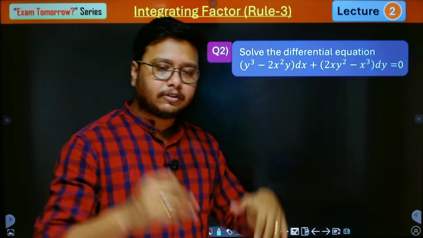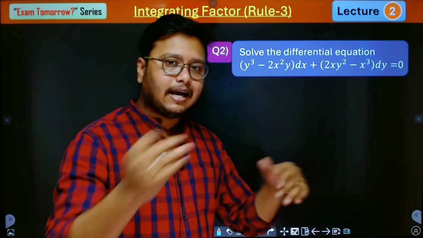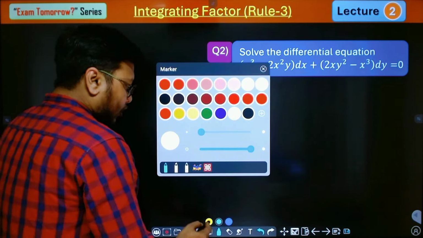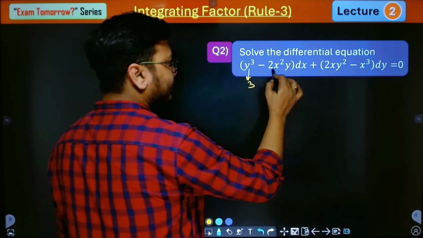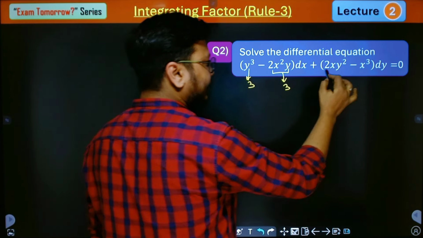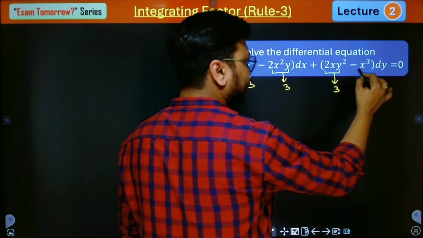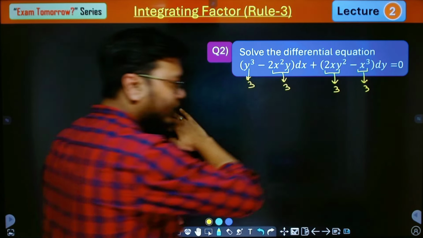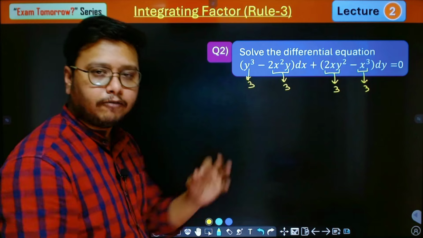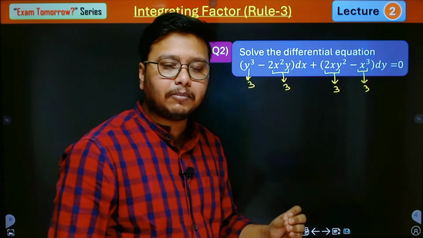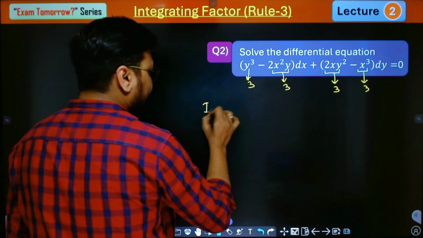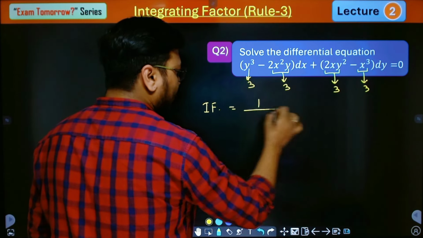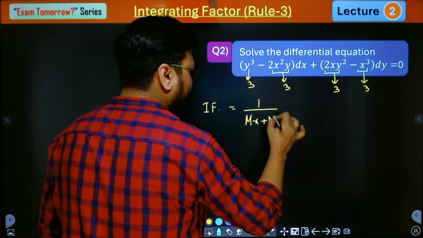So again, you can pause the video, try it on your own, okay, and then later check the answer with me. So here again we can see that this term has degree 3, this term combined has degree 3, this term combined has degree 3, this term is directly degree 3. So it's completely homogeneous of degree 3. So that means rule number 3 is applied. See, it's so simple, right? So that means my integrating factor would become 1 upon mx plus ny.